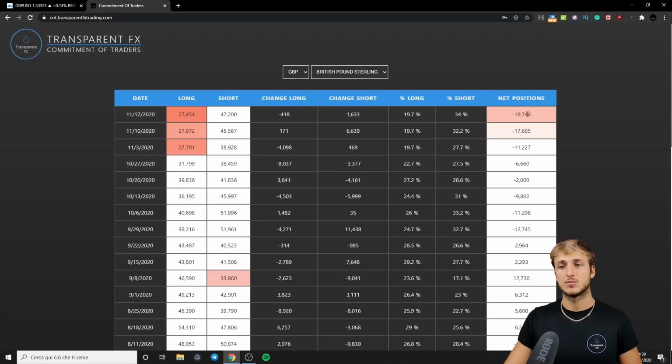And what we can see is that net positions have been greatly decreasing lately. We went from having 12.7k net positions all the way down to minus 19k net positions. So we went from a positive net positioning with more longs than shorts from an institutional perspective on the pound, with 46.5k long positions and 33.8k shorts, to a situation where currently we have the opposite. So we have more shorts than longs, with 47.2k shorts and 27.4k longs. So more shorts than longs. So longs increased during the move to the upside and have now been decreased massively.